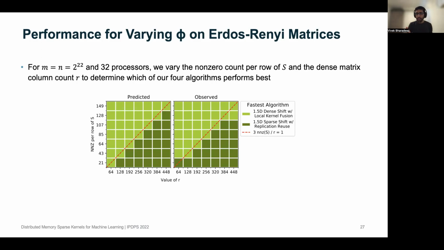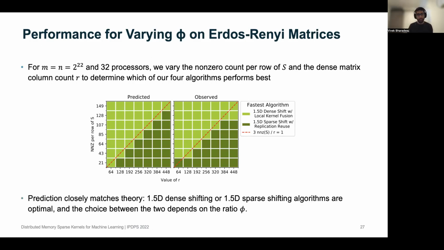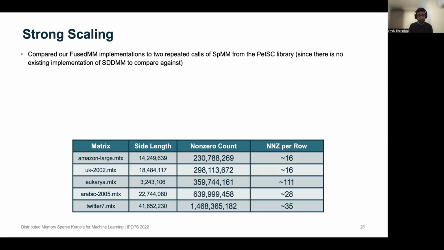as we predict, we see that the 1.5D algorithms generally beat their 2.5D counterparts. And the choice of either 1.5D dense shifting or sparse shifting depends on the value of the ratio phi. When phi is below this line, which is phi equals 1/3, you'll see that the 1.5D sparse shifting algorithm is winning out, and otherwise the dense shifting algorithm is winning. We have excellent agreement between our prediction and what we observe.